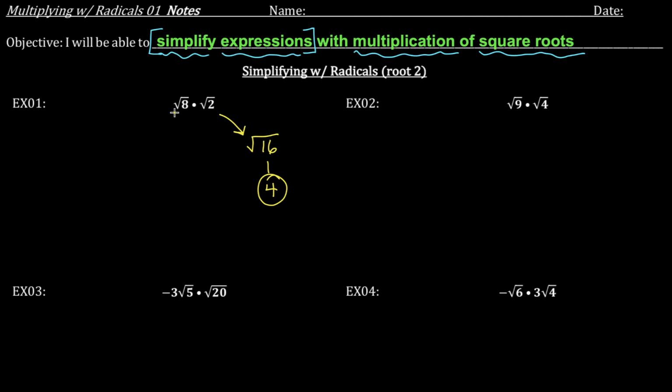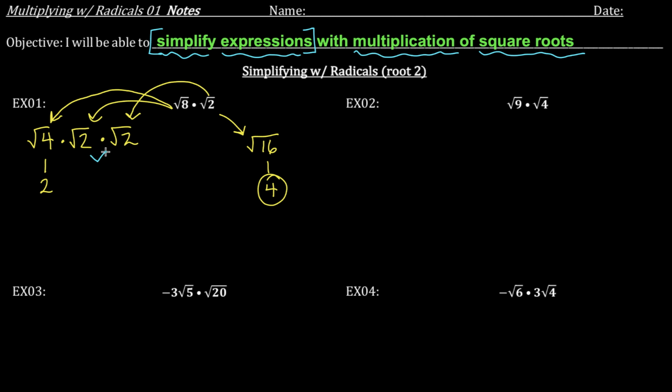So if it's like this, you can just say the square root of 8 is the square root of 4 times the square root of 2. Remember, we look for the perfect square right here. And then we multiply by the square root of 2. So I'll do that one there and that one there. So the square root of 4 is 2. And then the square root of 2 times the square root of 2.